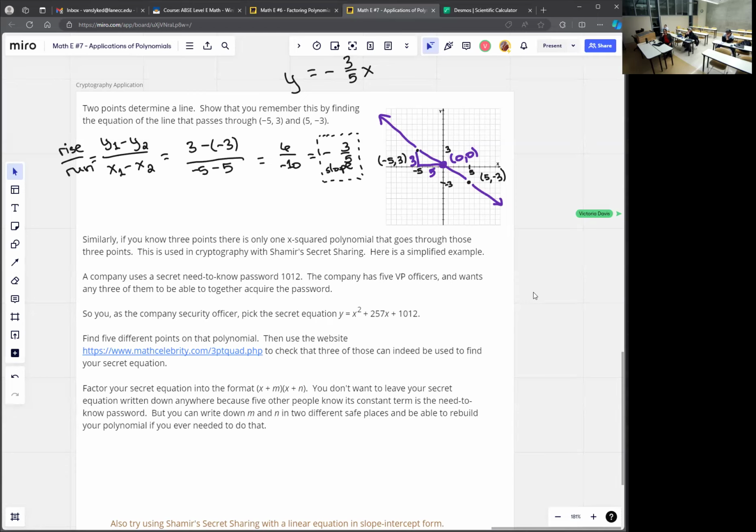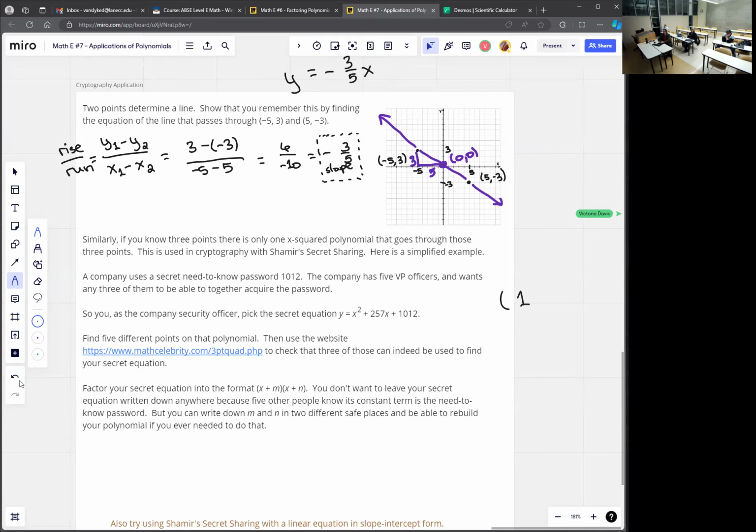With me so far? So here's how you make it secret like that. You're going to pick an x squared kind of polynomial where the constant term is your secret number, 1012. Then you're going to find five different points on the polynomial. Okay, well, we can do that. We don't want to use zero as an x value because that would tell you what the secret thing is.